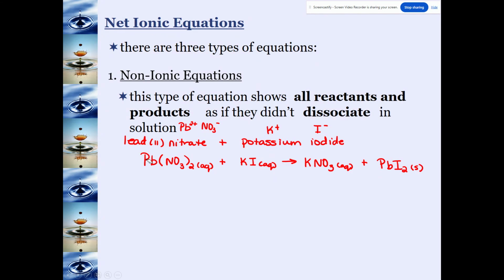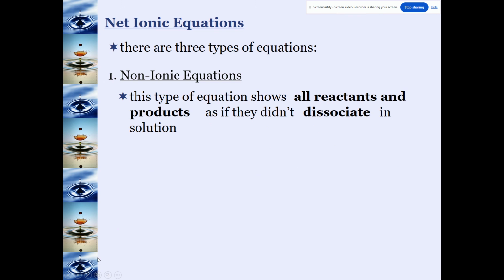Then we finish by balancing our equation. I have 2 nitrates on my reactant side, so I need 2 nitrates on my product side. That gives me 2 potassiums, so I can put a 2 in front of my potassium iodide, which also gives me 2 iodides, and there are 2 iodides on the product side, so it balances. So writing an equation like this, I'm going to erase this and put it up a little neater. Writing an equation like this is called a non-ionic equation.